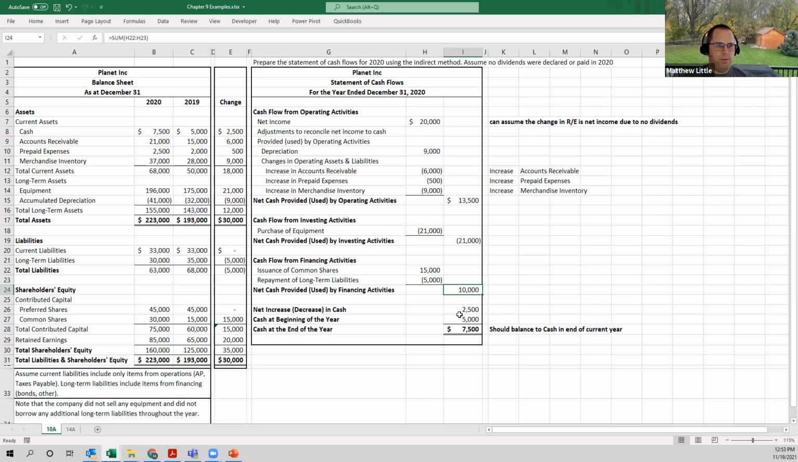Our cash at the beginning of the year was 5,000, with the change in the year being 2,500. So the cash at the end of the year should be 7,500, which if we look at our balance sheet on the left-hand side, they do match.